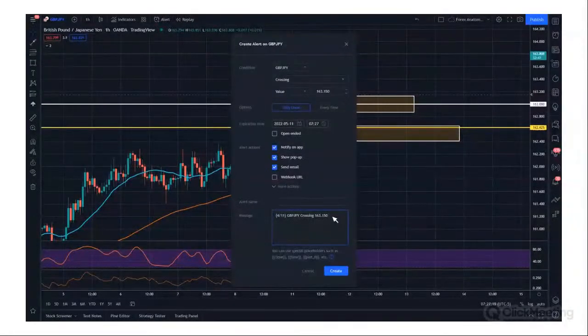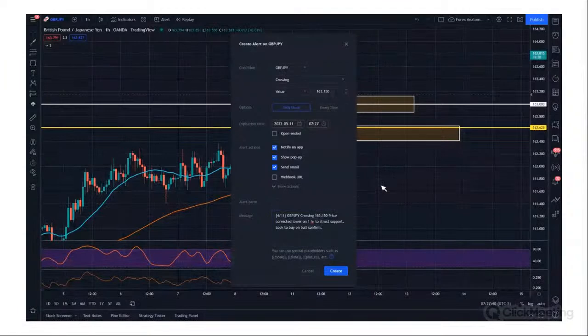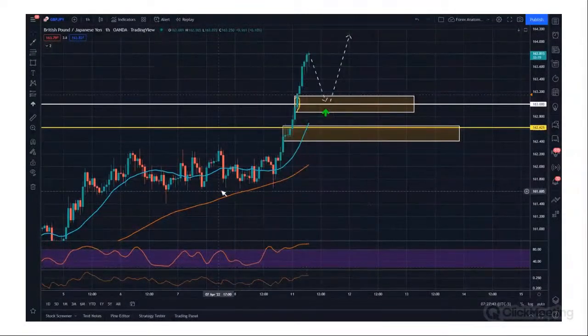So price corrected lower on 1 hour to structure support, and look to buy on bullish confirmation. All right. So then, yeah, we'll look to buy on bullish confirmation. All right. So, are there any questions?